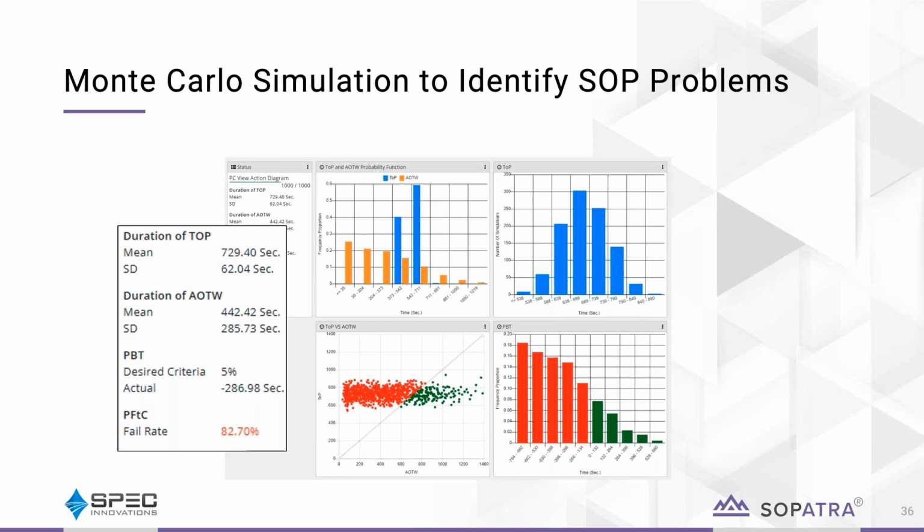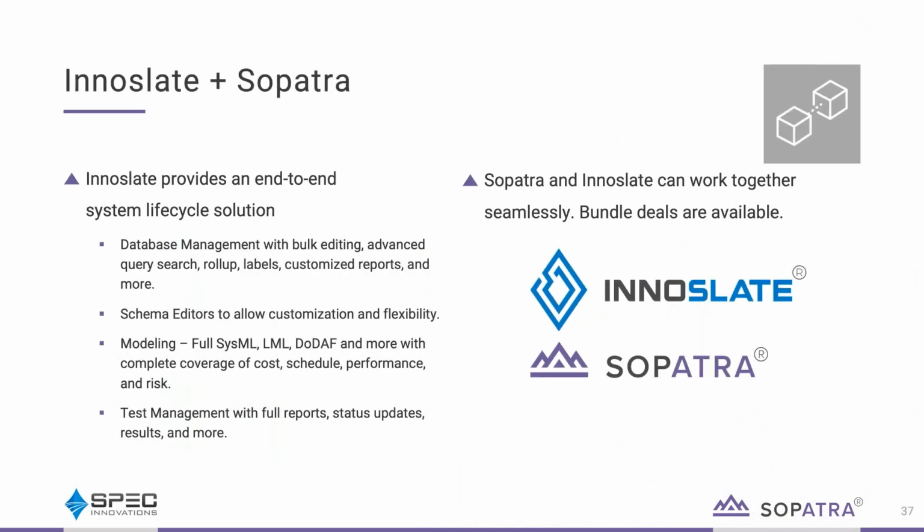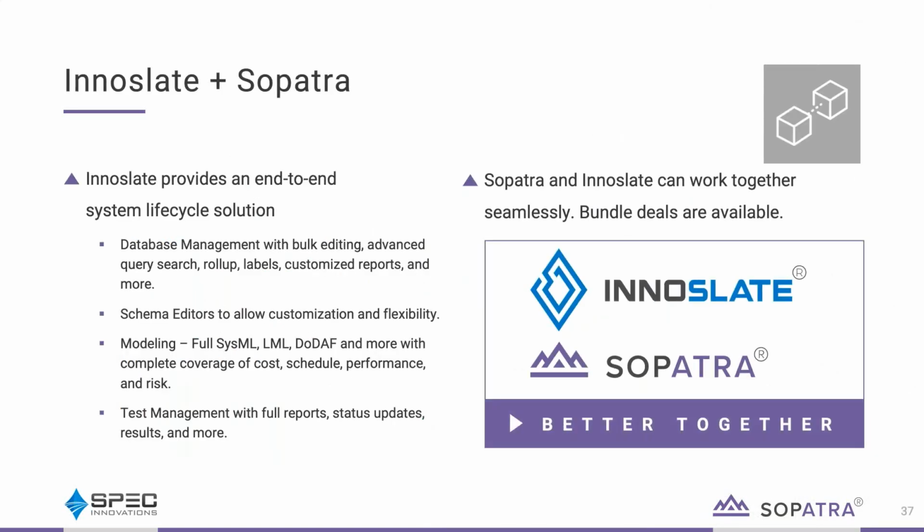You can't just assume that the model is going to be correct by itself. This does require real intelligence as well as artificial intelligence. As I mentioned, Innoslate and Sopatra can be bundled together, so feel free to use that. This is a little bit more of how that works together.